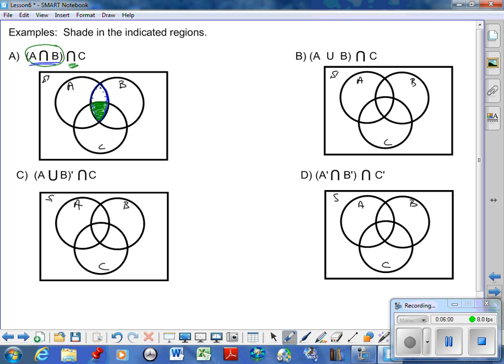All right. Next, let's move on to the second one, or B part. Again, we're going to use our brackets.